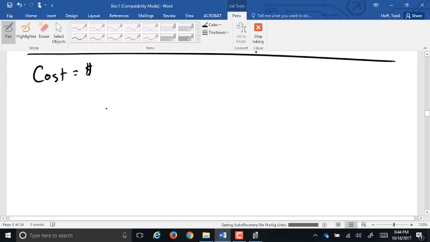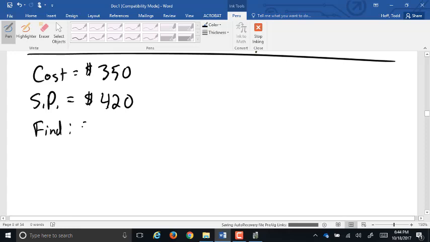So let's say that our cost is $350, sorry, cost is $350. Our selling price is $420. Find percent markup on selling price.